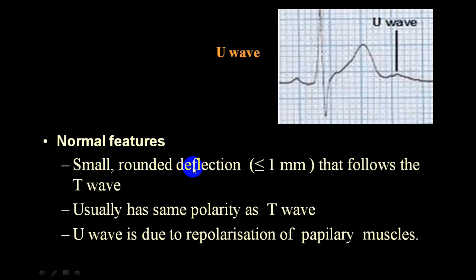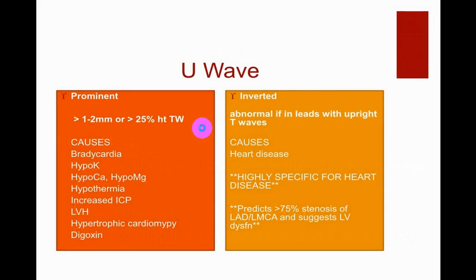It is a small round deflection, less than 1 millimeter in size, after the T wave, and it is in the same direction as the T wave. So if it is in the same direction as the T wave and less than 1 millimeter in size, usually we consider that normal. It is because of repolarization of the papillary muscle. In which condition is it abnormal?